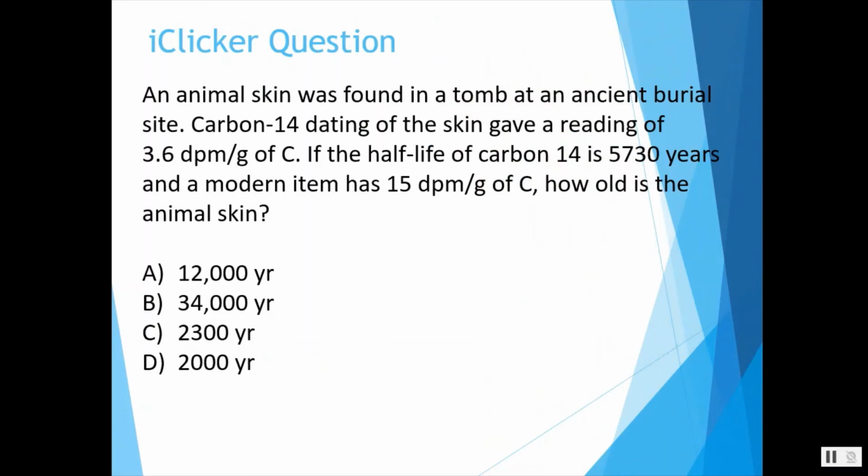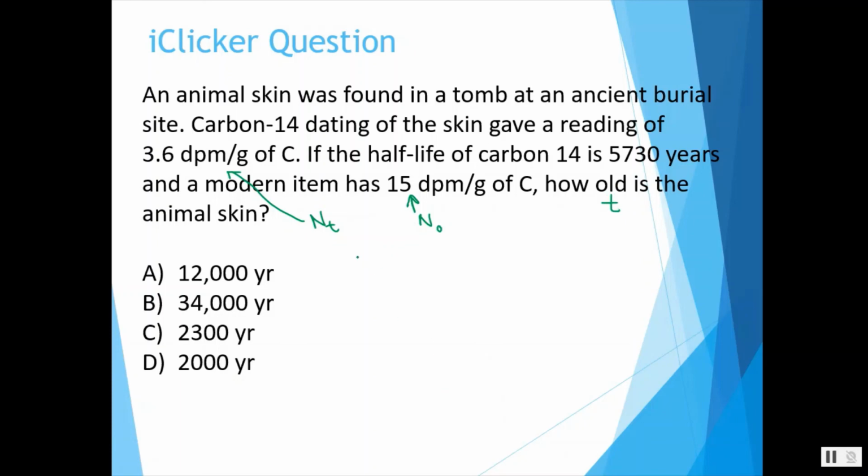So let's look at an example of this, and I'm going to have you do it through an iClicker question. Just like we did before, we have the half-life, 5730. We can use that to calculate our rate constant. If our sample contains 3.6 dpm per gram of carbon, and that's carbon 14, in modern times we see 15 dpm per gram of carbon. So this here is going to be our N naught, and this here is how much carbon 14 remains in the sample after some time has passed. We can then calculate T for this animal skin.